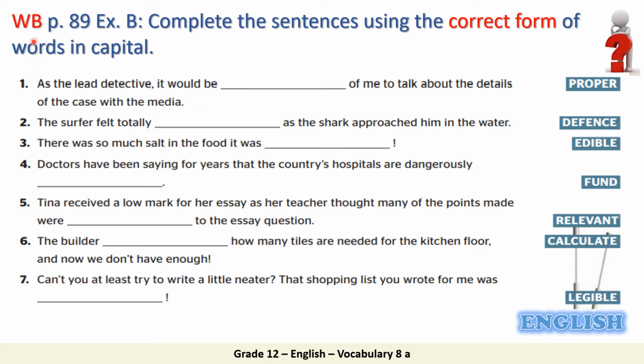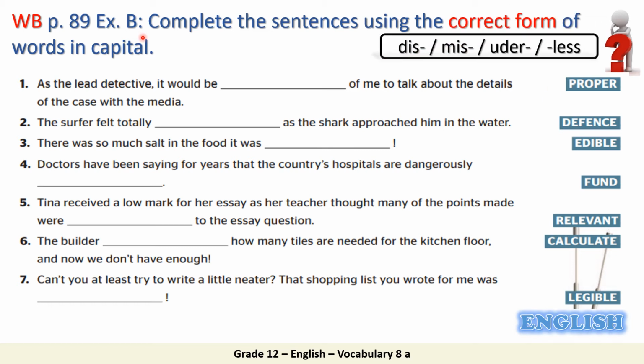Now, dear students, open your workbook, page 89, exercise B. This exercise covers or reviews all the 9 prefixes and suffixes we've studied so far. Take your time to read it and use the correct negative form of the words here in capitals. Pause. Okay, answer the questions at your own pace, and then I'm just going to give you feedback. Don't forget to assess yourself out of 7. Here you are. Are you ready?